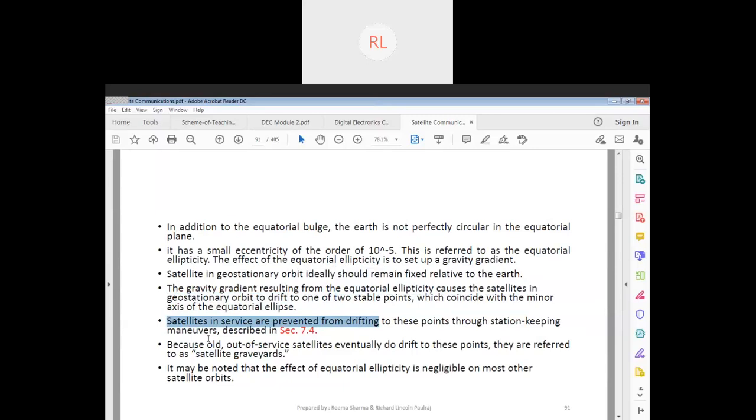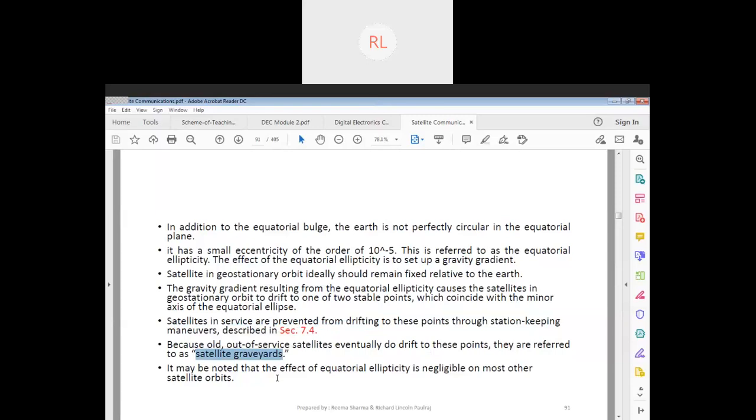Satellites in service are prevented from drifting. Very important point. Satellites in service are prevented from drifting. So which means those satellites which we do not want to use will be left to drift away. If we just leave the satellite to drift away, it means we are sending them to graveyards. Those are called satellite graveyards. And they are kept from drifting to these points through station keeping maneuvers.